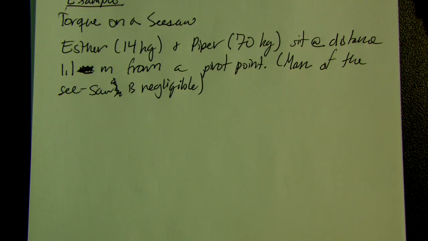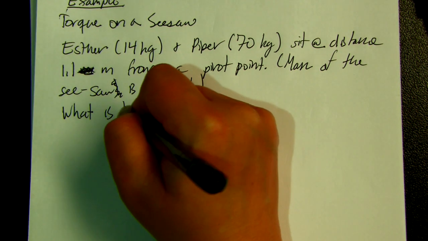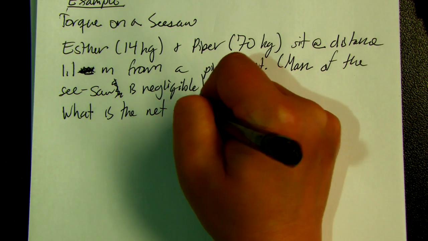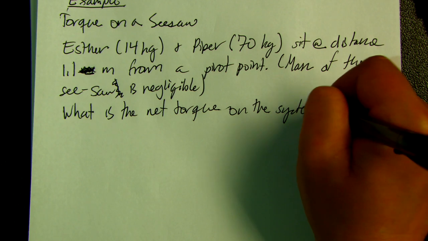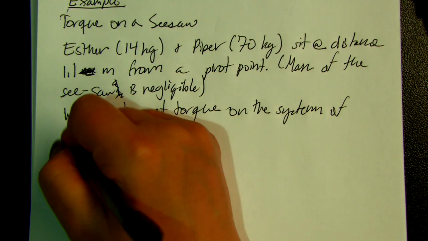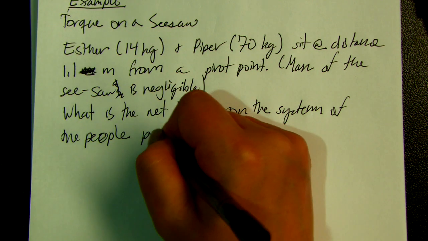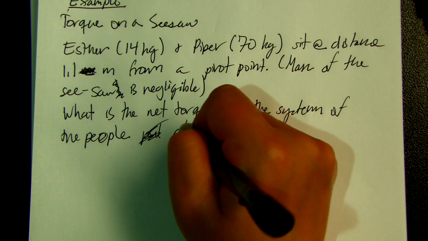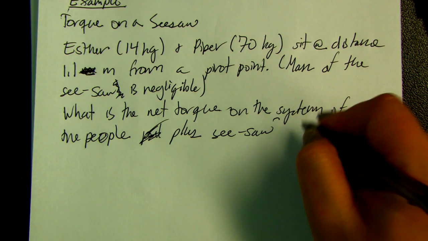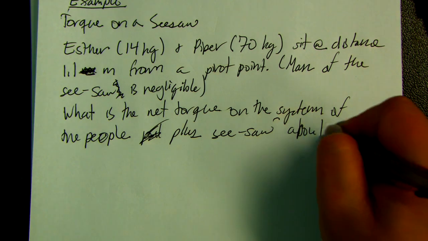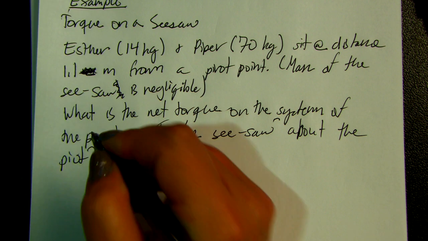Okay. So, what is the net torque on the system of the people plus seesaw about the pivot? So the pivot is where you go back and forth.